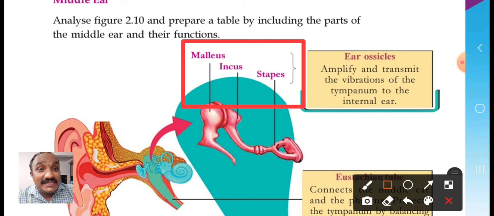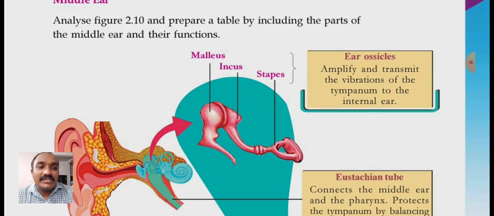And you know, this stapes is the smallest bone in the human body. We have 206 bones, and among these 206 bones, the stapes is the smallest. These three bones together are called ear ossicles, which are part of the middle ear.